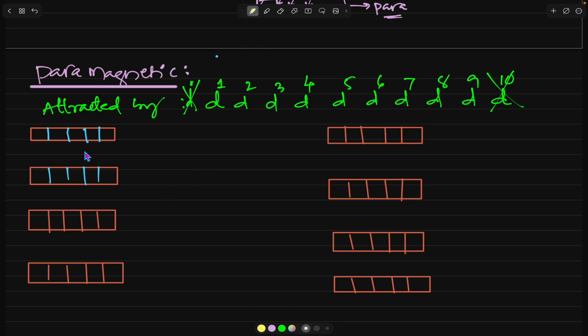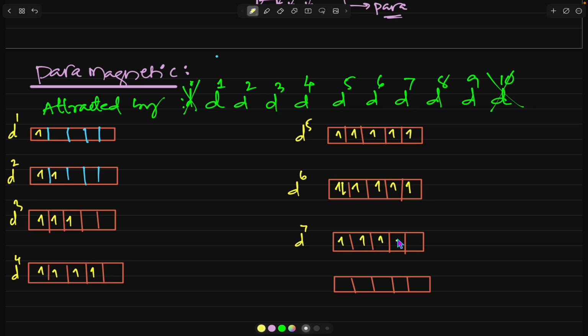So you have to distribute the electrons. Let us talk about D1, 1 electron, D2, 2 unpaired electrons, D3, 3 unpaired electrons, D4, 4 unpaired electrons, right? So D5, 5 unpaired electrons. But when it comes to D6, one of the electrons gets paired up, 5 unpaired electrons and the 6th one goes for pairing.